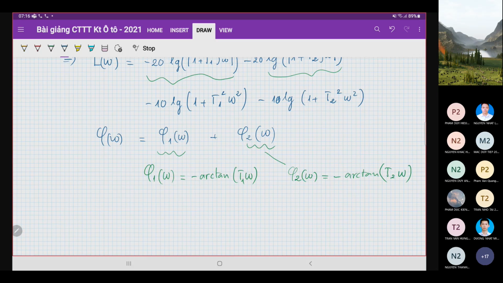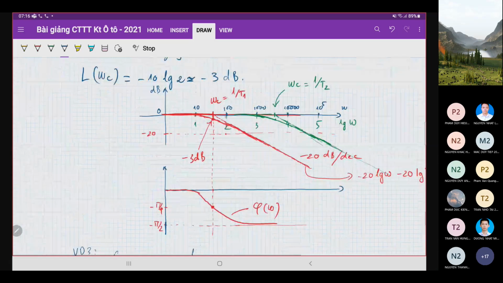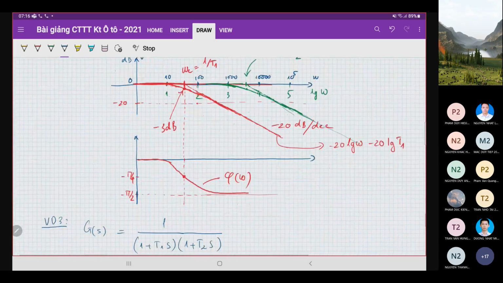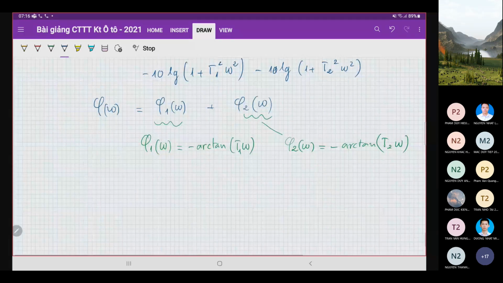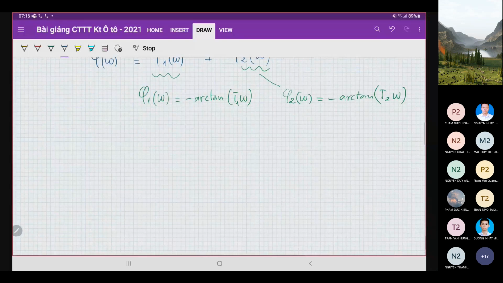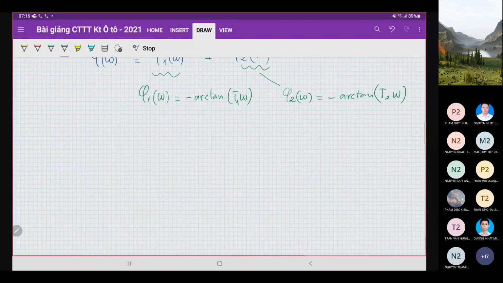Okay, and we also have here, when omega goes to near zero, then we have phi 1 and phi 2 equal to 0. And when omega goes to infinity, then we have phi 1 and phi 2 equal to minus pi over 2, right? Pi over 2 here is the same as this one. Okay, and so now we try to draw both diagrams of this system.